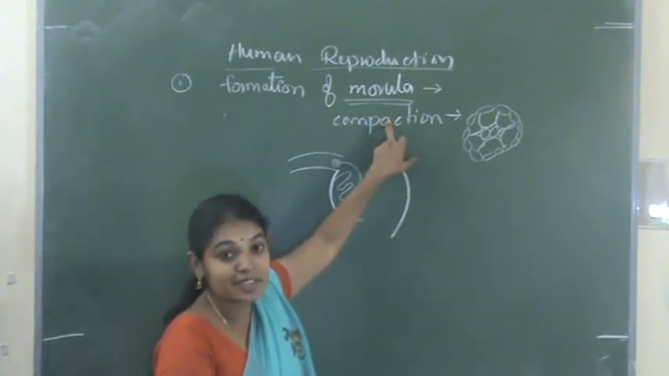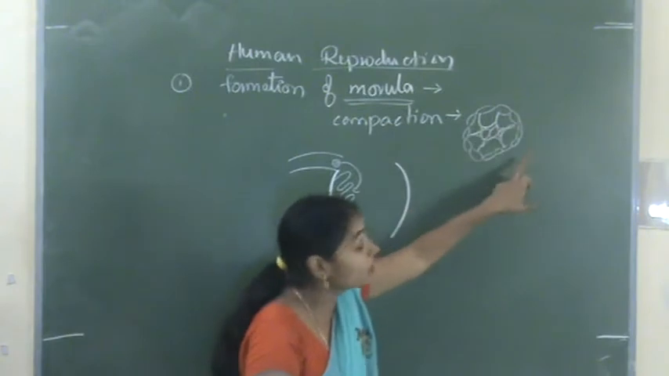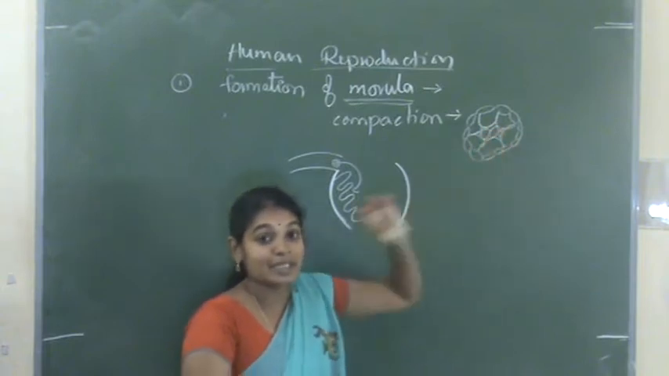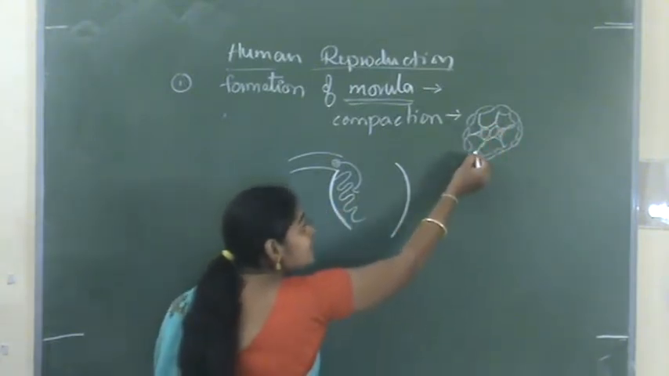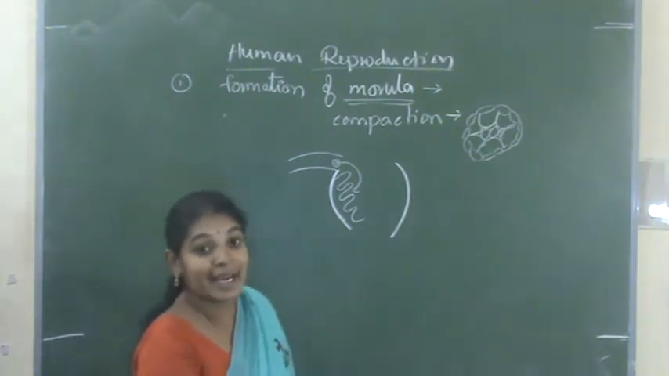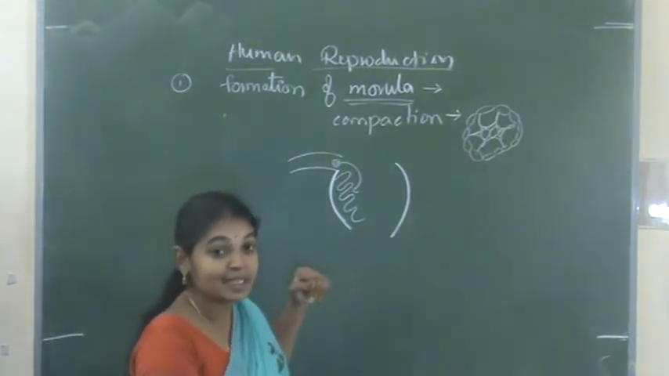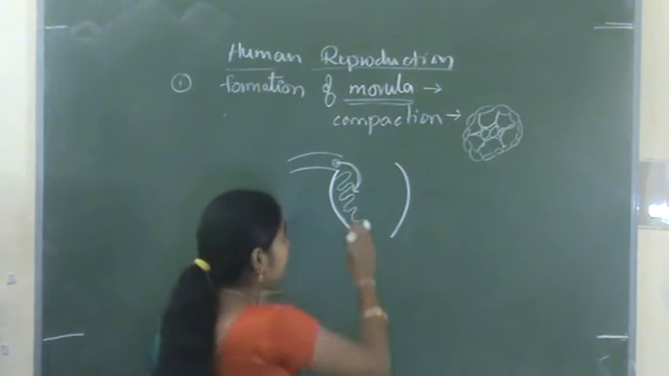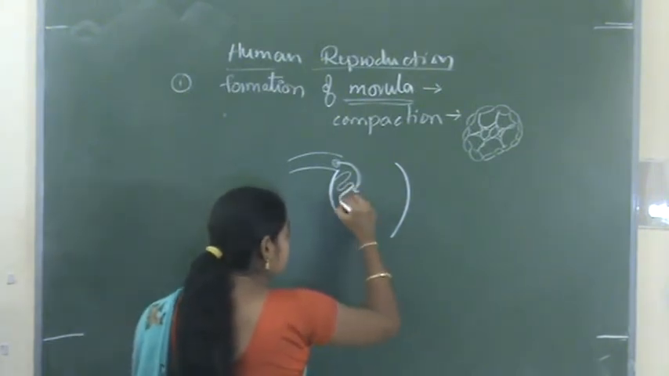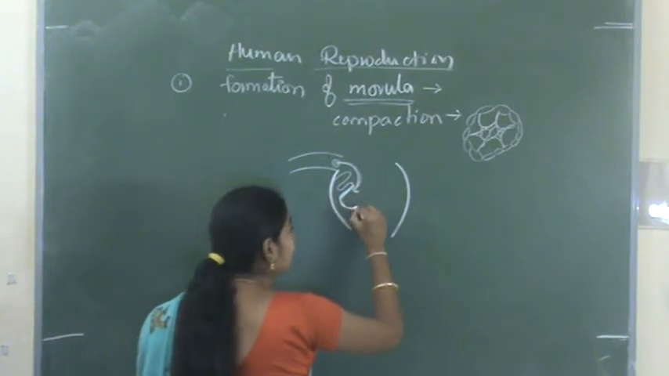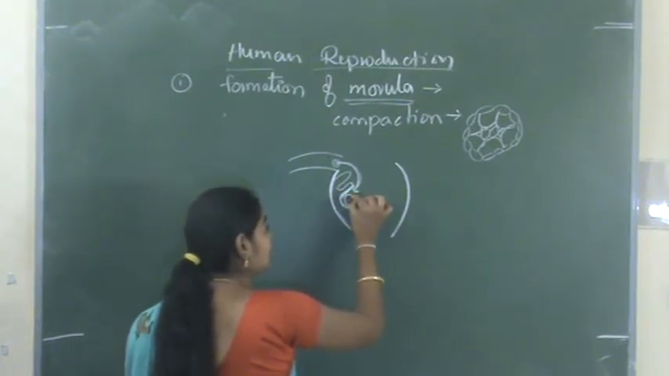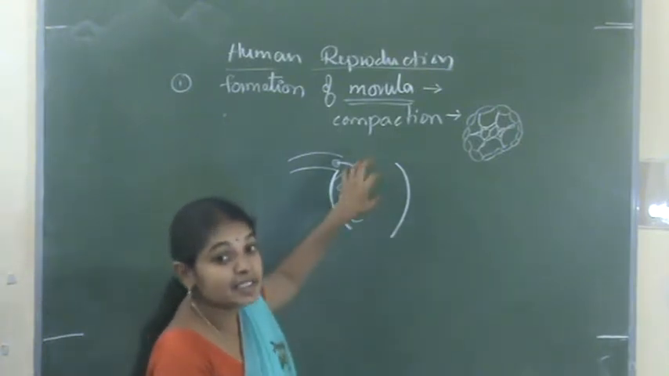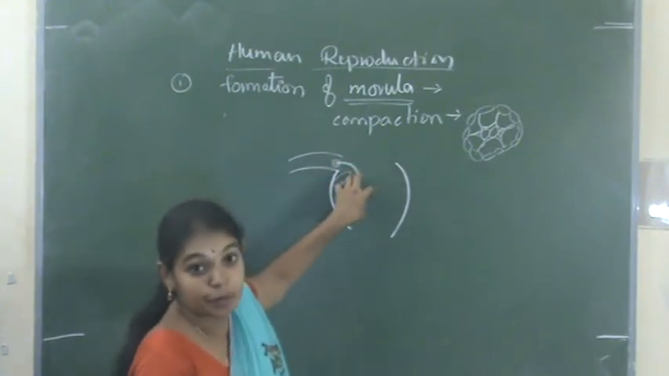As a result of this compaction, the outer layer is arranged from smaller cells and inside are the bigger cells, and at this stage it enters into the uterus. If you see, this is the endometrium, and here now is the morula. In the endometrial lining, this morula is incorporated.